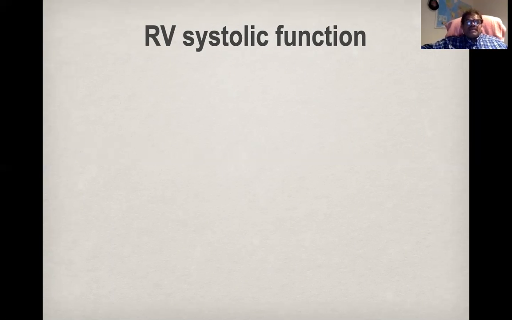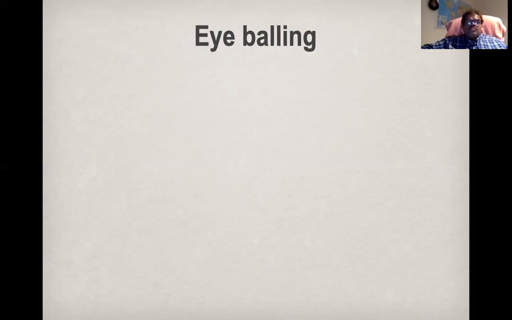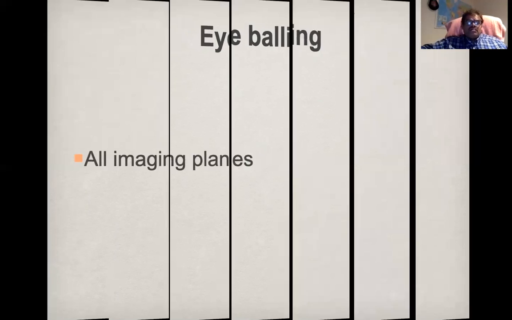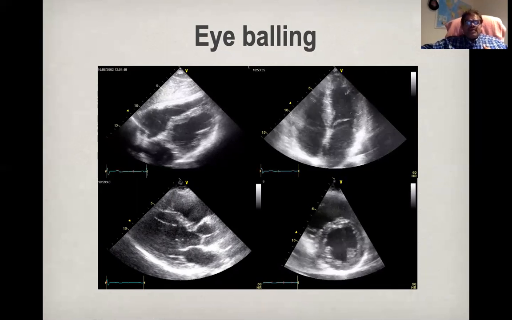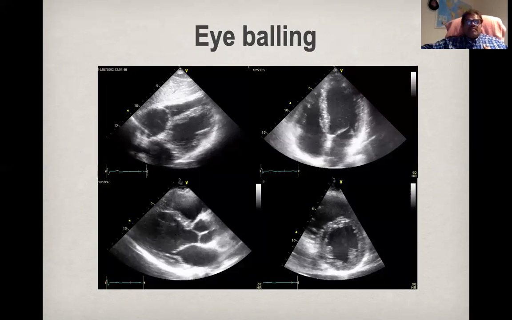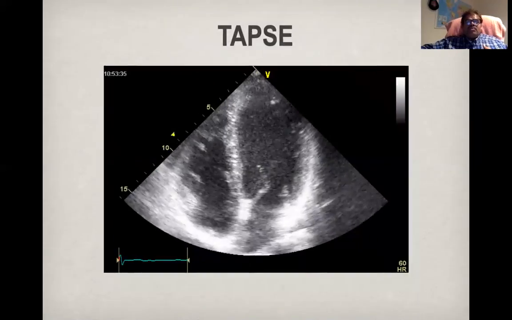How do you measure TAPSE? Again, you take a good apical four-chamber view. For eyeballing, as usual, you take all four available views and see the contractility of the right ventricle, and then you can say that the right ventricle is contracting well. If you want to calculate TAPSE, take a good four-chamber view. Here, usually we recommend a modified four-chamber view where you move the probe slightly towards the sternum, so that more and more of the right ventricle is visualized in the picture.